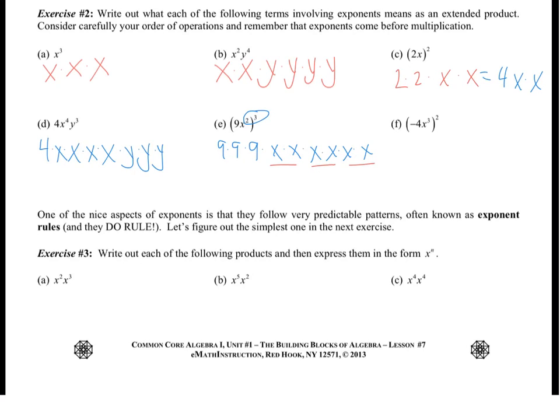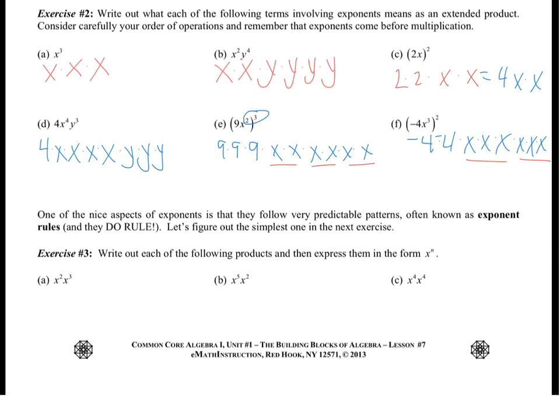And then finally, letter F is -4 times -4. And then we have x to the 3rd power, and we have to do that twice. So we have x to the 3rd power twice.